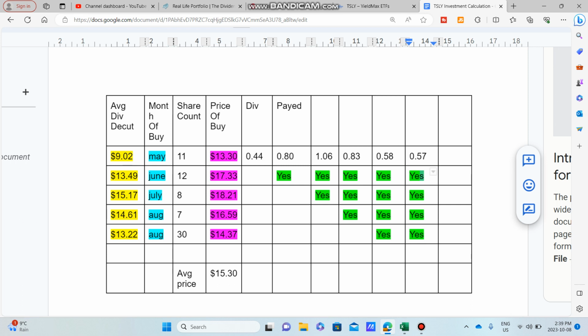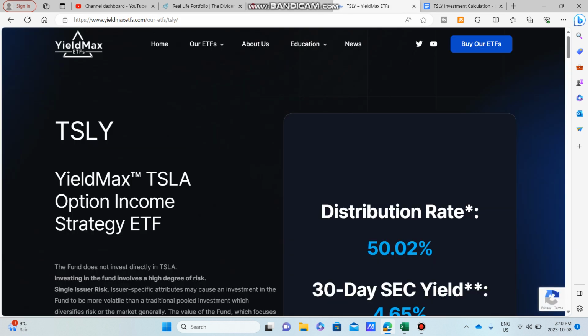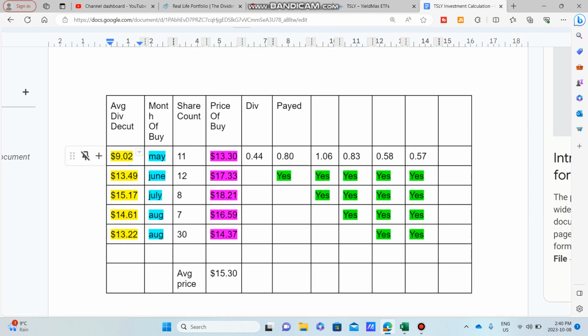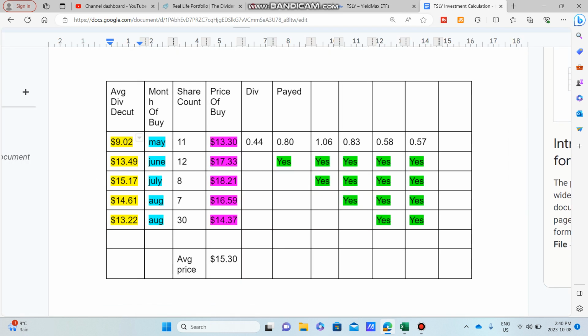For the 11 shares that I bought at $13.30, I have an average price with the dividends subtracted of $9.02, meaning that TSLY's share price would have had to go to $9.02 for me to be at my break even on those shares. By the way, that is also a 52% return. I didn't put the returns here, but you can imagine them for yourself. This is a 52% return on my original shares of TSLY.